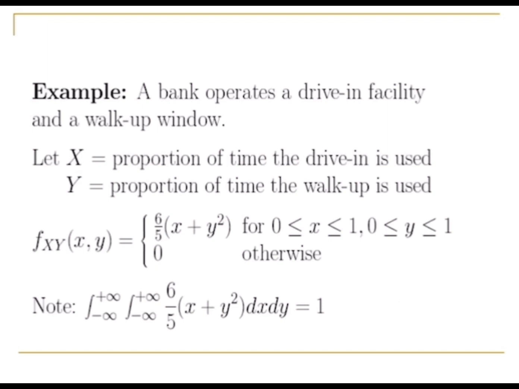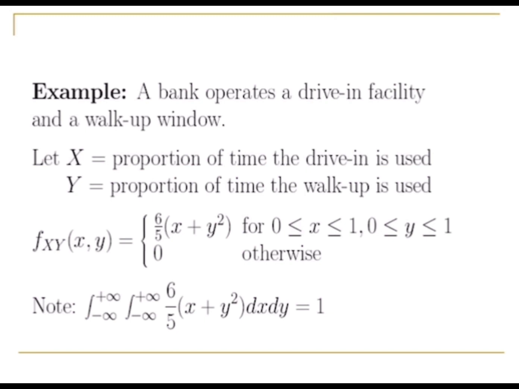I've just introduced you to a joint probability distribution situation where X is continuous and Y is continuous. I want us to use this bank example now. Let X represent the proportion of time the drive-in facility is used in a particular bank, and let Y represent the proportion of time the walk-in facility is being used. We've been able to have a joint probability density function looking at the situation over time.